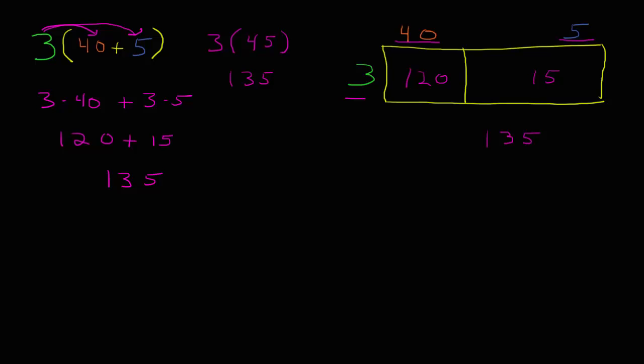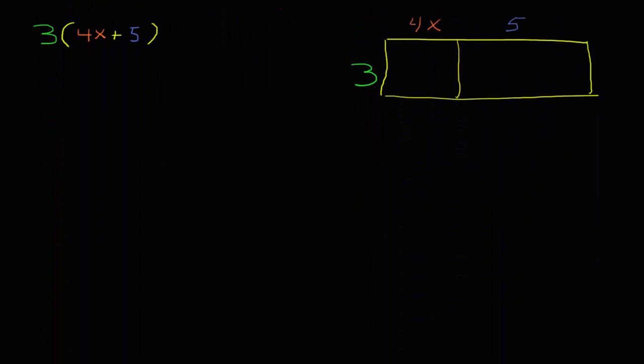And that's wonderful, except I'm going to have students that say, how come we can't just use our order of operations? And the answer is you can in this case, but you can't in this case. Here we have 3 times a quantity, 4x plus 5. And we can't just use our order of operations because we cannot combine 4x and 5. They're not like terms.